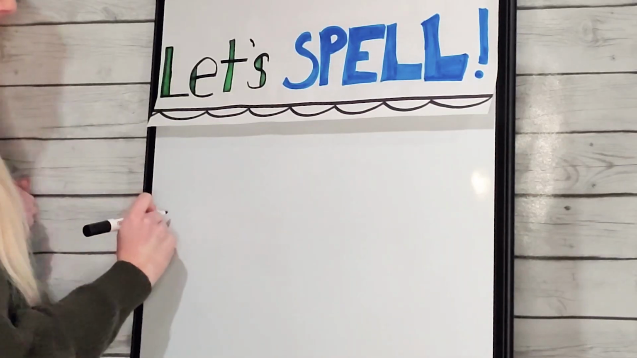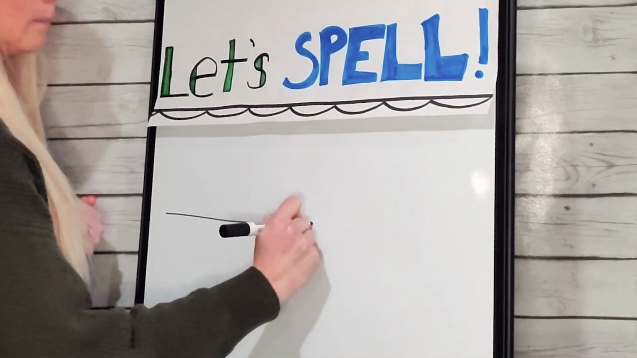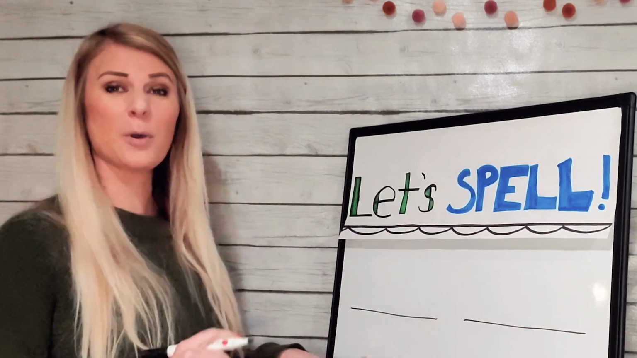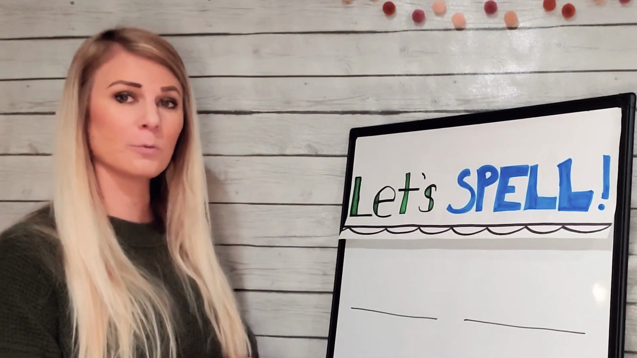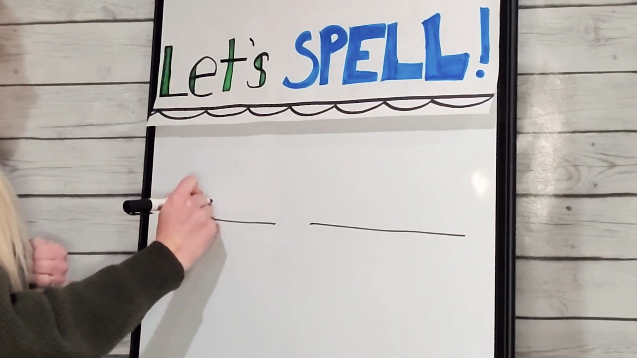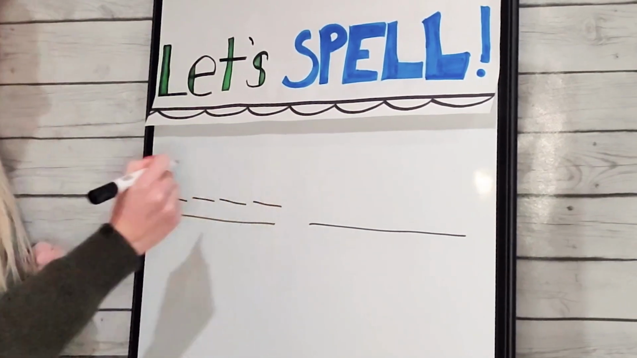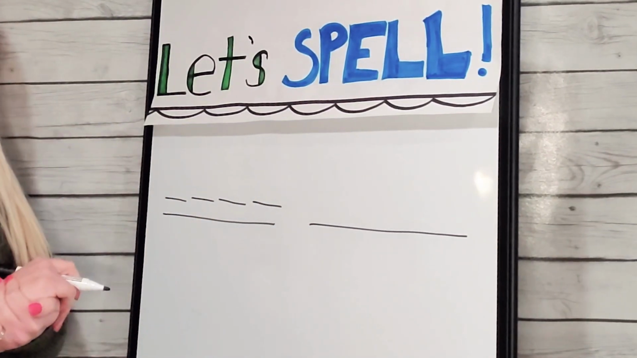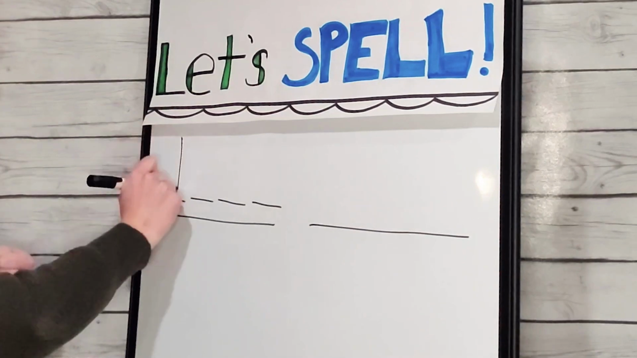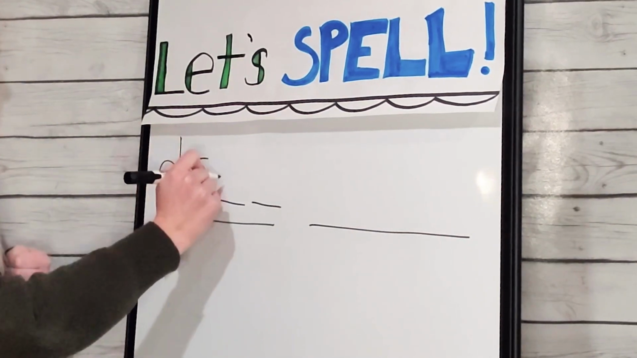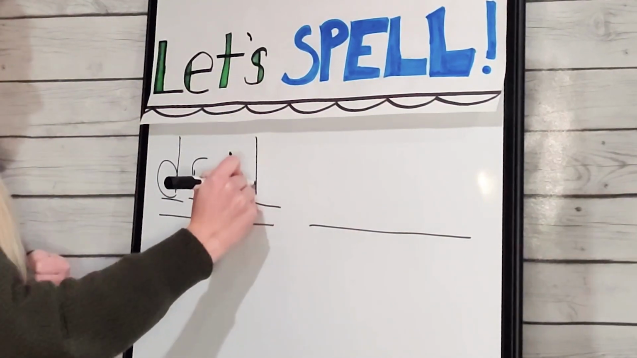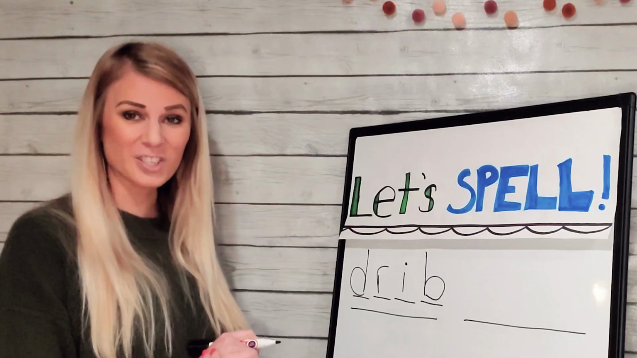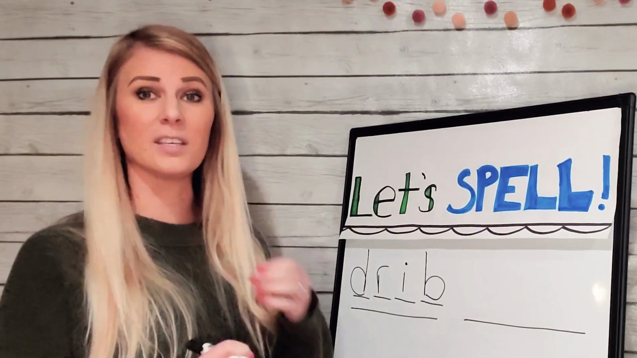Our last word is dribble. Will you say that word with me? Dribble. I hear two word parts in the word dribble. Dribble. Now let's think about the sounds that we hear in this first word part. D, I, B. What letters represent these sounds? D, I, B. Great job. Now let's think about the sounds we hear in the second word part.